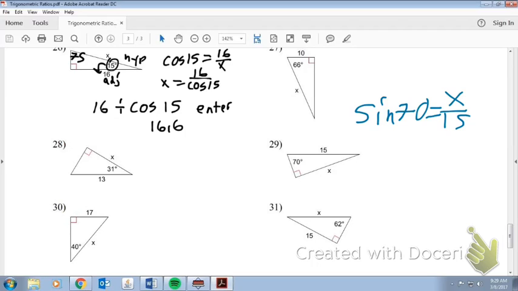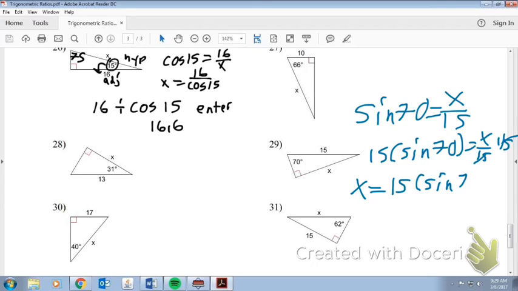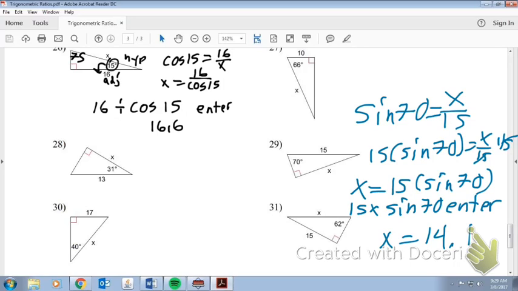Here, instead of taking 15 and dividing it by the sine of 70, we're going to take 15 and multiply it by the sine of 70. Because we multiply both sides by 15, the 15s on the right cancel out. So we get x equals 15 times the sine of 70. So in our calculator, we'd hit 15 sine 70, enter, and that is going to give us our x value of 14.1.